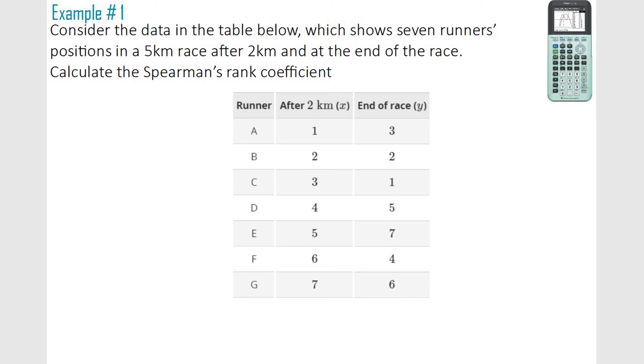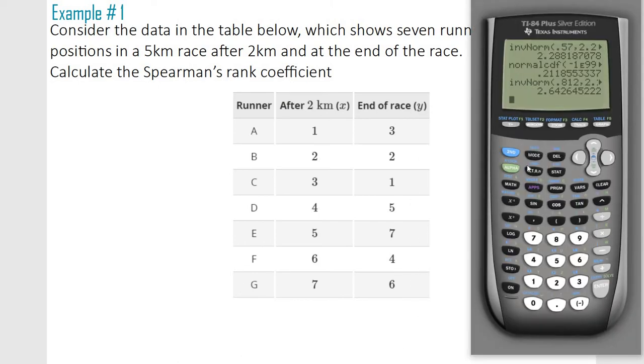All right, so for the first example, you have how the runners are ranked after 2 kilometers, and you want to see if that ranking changes much by the end of the race. So this is what the actual results came to. We get out our calculator, go to Stat, Edit, and put in our data for List 1 and List 2. Then go to Stat, Tests, and LinRegTTest, with List 1, List 2.